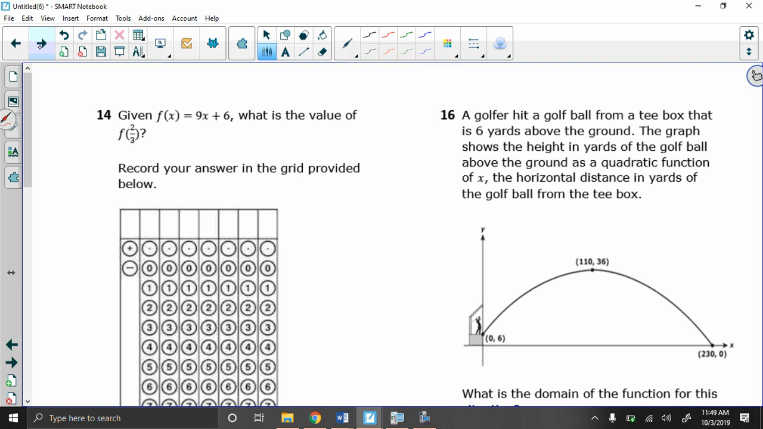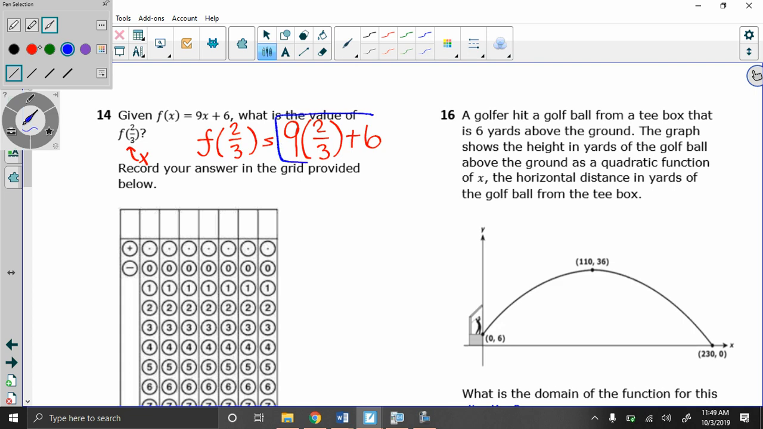All right, 14, we're given a function f of x equals 9x plus 6. What is the value of f of 2/3? So again, your x value is inside the parentheses. So I'm going to take that 2/3 and plug it in wherever I see x, which would be f of 2/3 equals 9 times 2/3 plus 6.